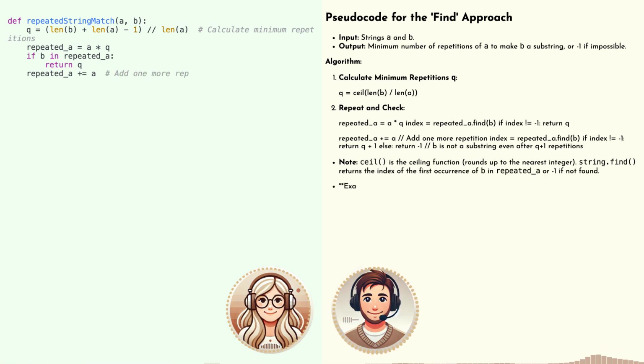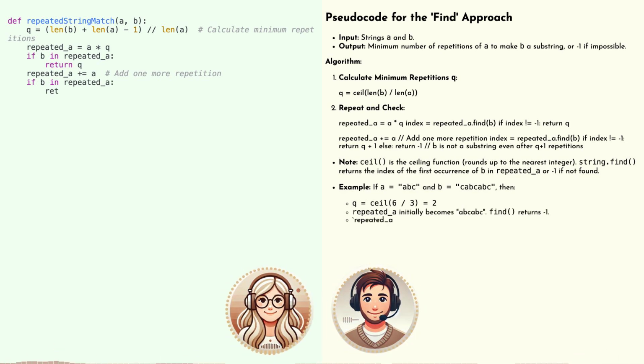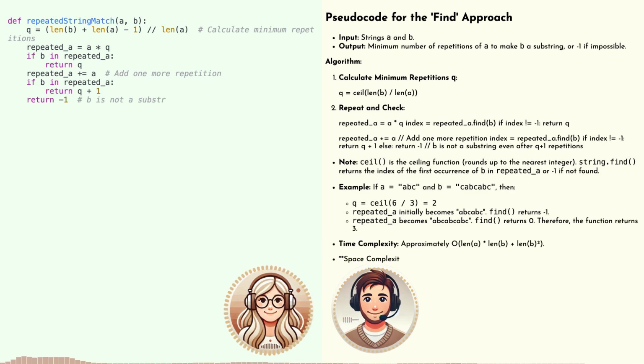So if we were to write pseudocode for that find approach we talked about, what would that look like? Well, first we'd calculate those minimum repetitions, based on the lengths of A and B. Then we'd make two versions of the repeated A, one with the minimum repetitions and another with just one extra, just in case. Okay, so we've got our two possibilities ready to be searched.